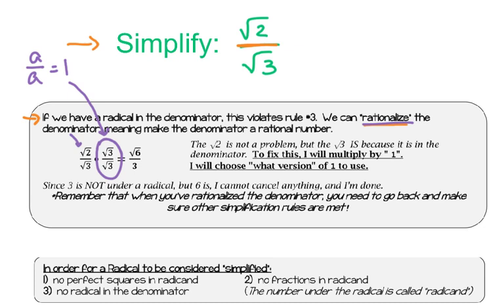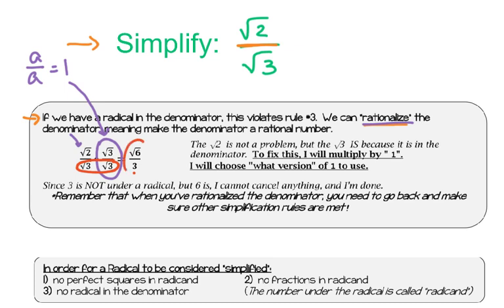Why am I doing that one? Because when you look at what happens when you multiply that, square root of 3 times square root of 3 is just 3. And now it's rational. And now it's not breaking the rule. And so that's how I can simplify my radical when I have division, and that's called rationalizing the denominator.